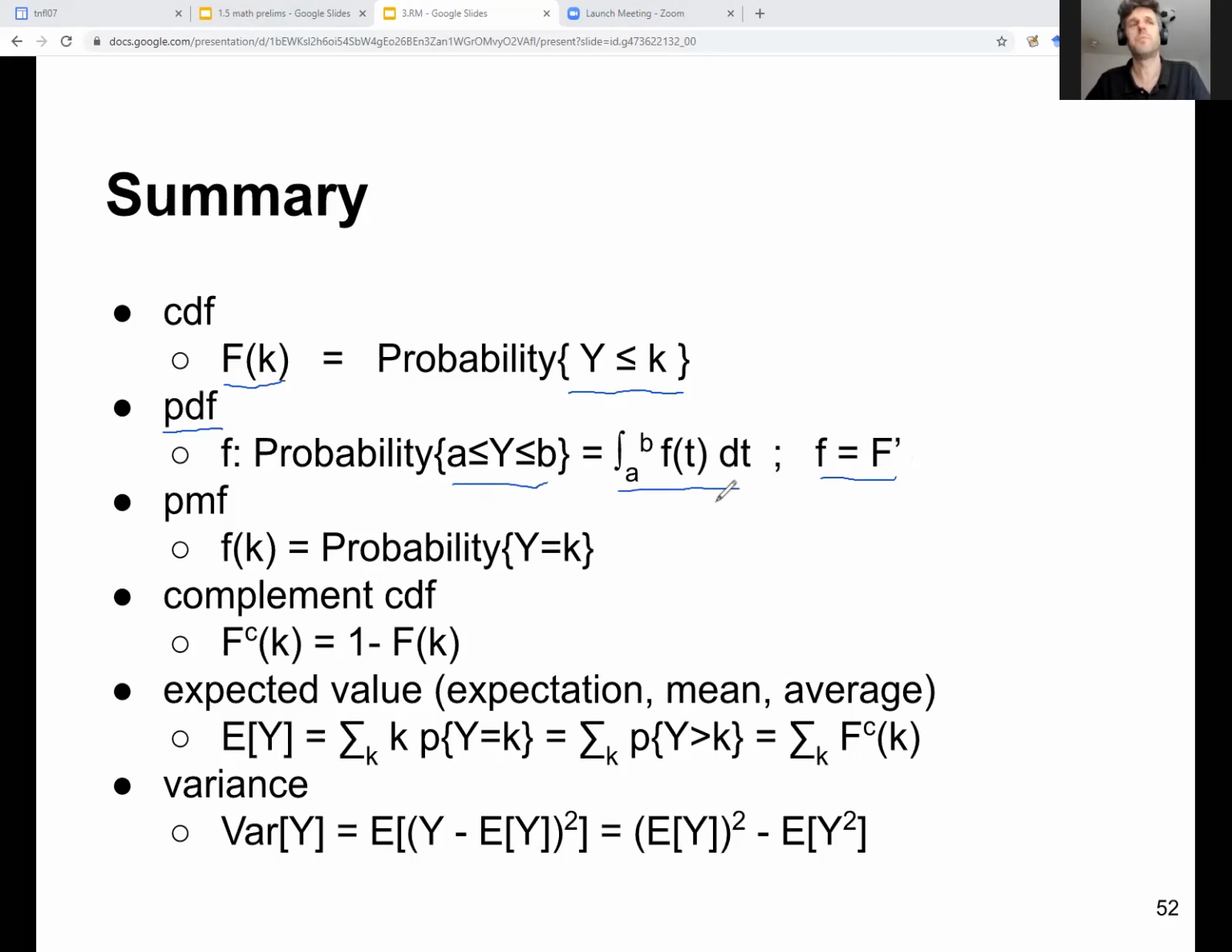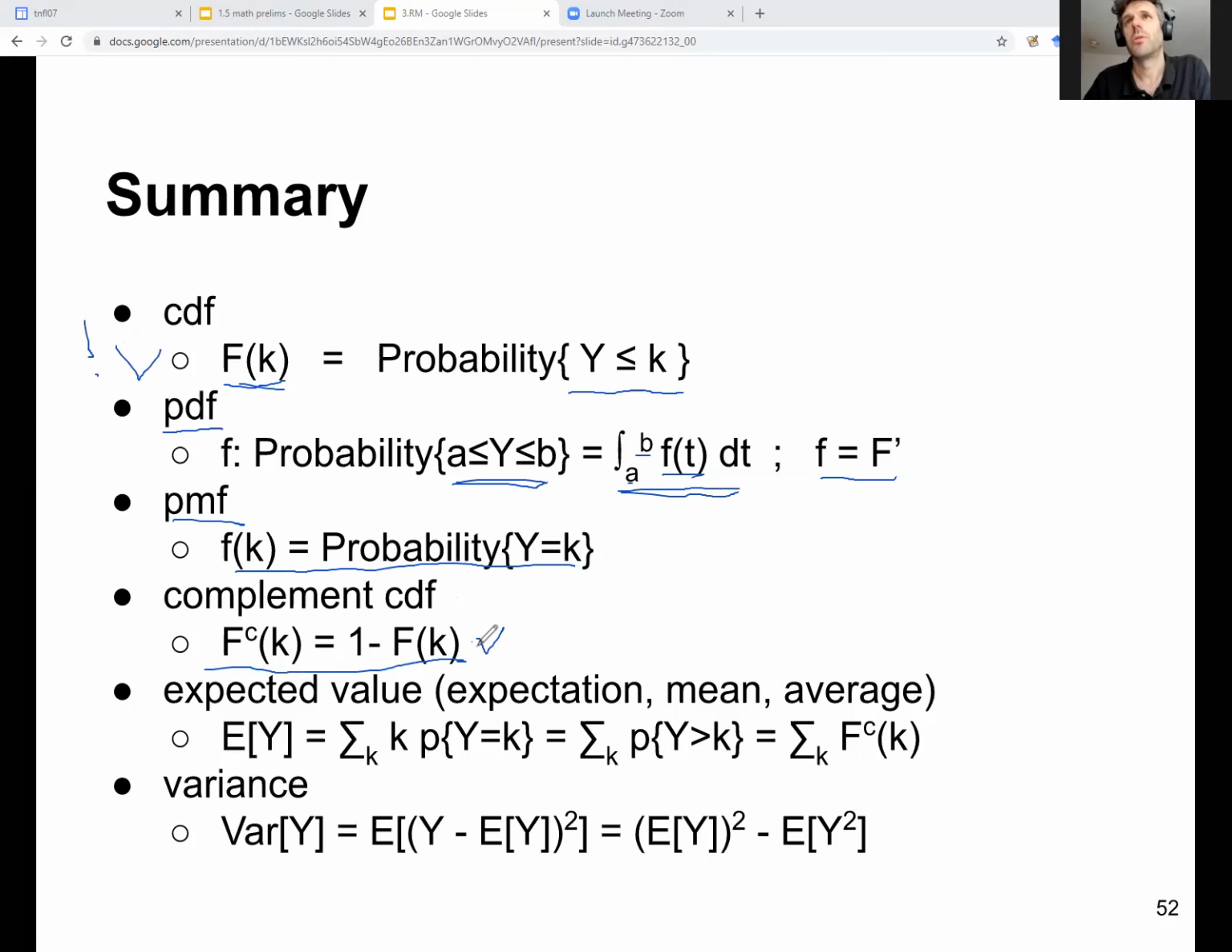The probability of the random variable falling between two values is equal to the integral of the probability density function from one number to the other. For the discrete random variable, the probability mass function, maybe the most natural, is the probability that the random variable is equal to a certain number. The complement is just 1 minus this, or the probability that the random variable is larger than a certain value. I guess we will use it only once, so I would say this is not the most important thing. This one is the most important.